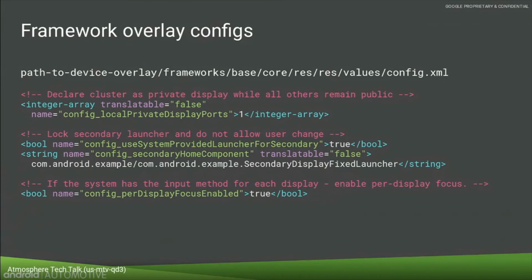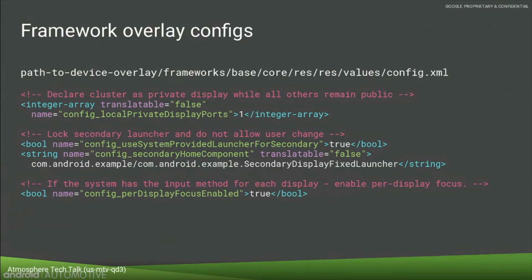Next, we need to set a number of framework overlay configs. So the first one says that by default, these displays should be configured as private in your system. In this case, we are saying that display with port 1 should be set as the private, the cluster display.